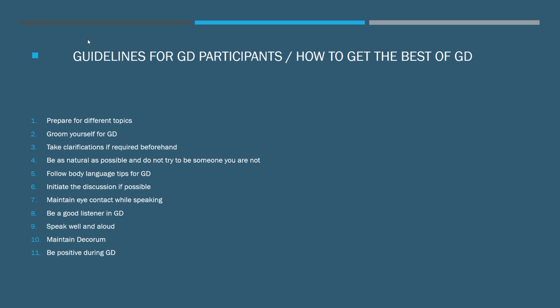Now we can go to guidelines for GD participants. Usually this question is asked, how to get the best of GD? First one, prepare for different topics. Apart from your own academic qualifications, you should also possess general knowledge. Try to keep track of some common trending topics, national and international events, etc.